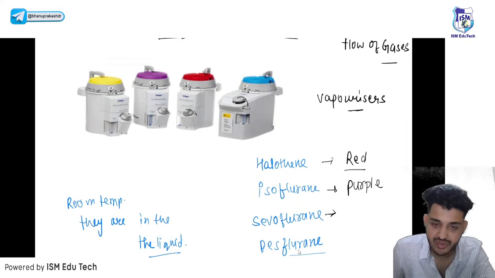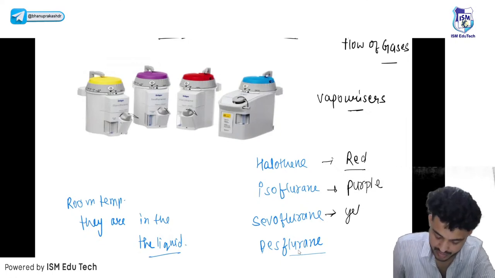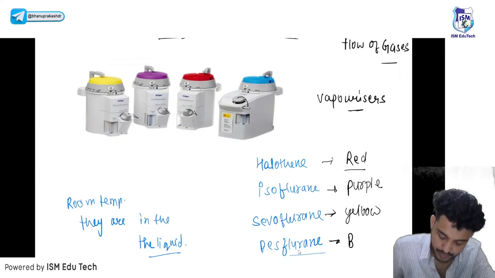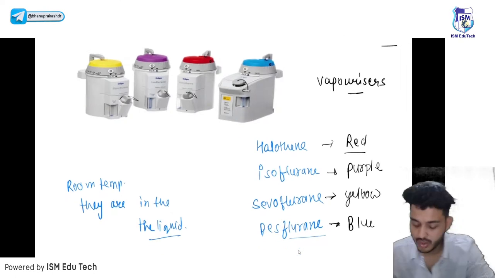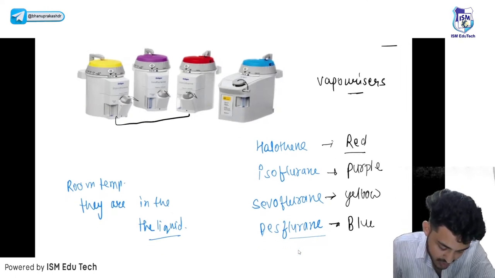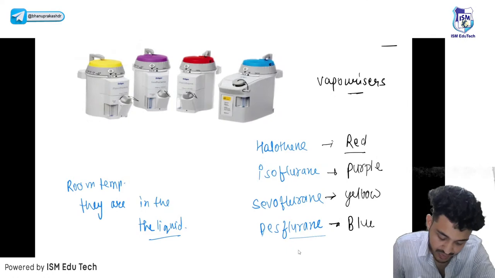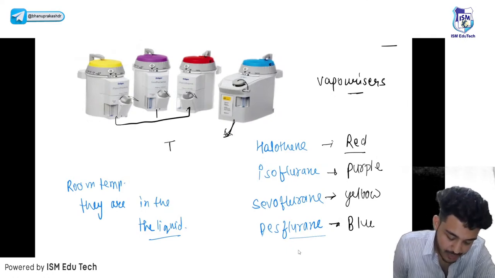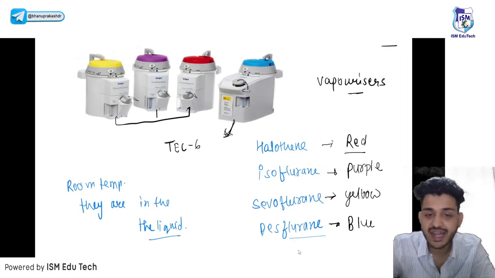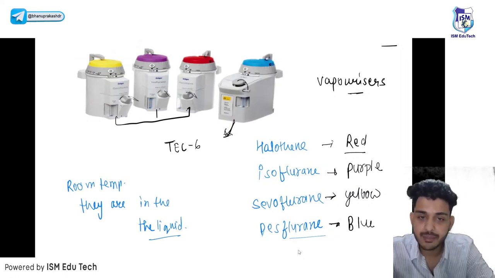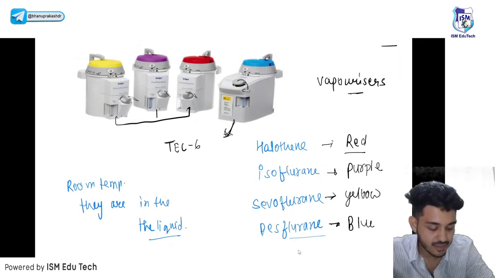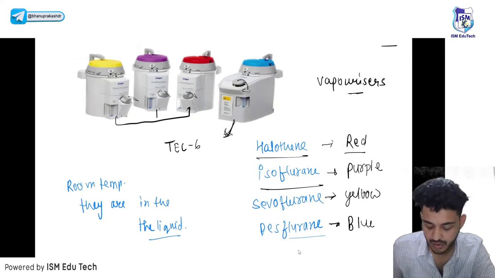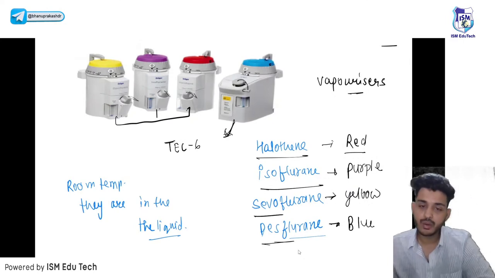Sevo is like sun, yellow. And D for desflurane will be blue. One thing you can notice, all these three vaporizers are looking the same, but this one is different. Blue vaporizer is for desflurane, and we use a special vaporizer for desflurane that is known as the TEC 6 vaporizer. What is the name of this vaporizer? That is your TEC 6. It is a PYQ. Halo will be red, ISO will be purple, SEVO will be yellow, and desflurane will be blue.